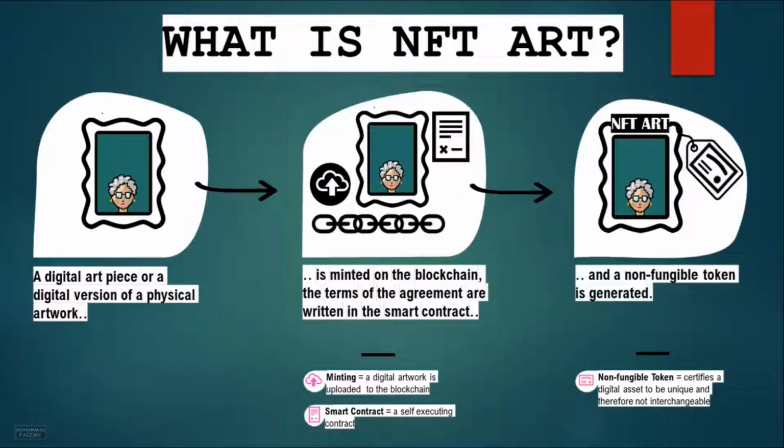After minting, our digital artwork is converted into NFT art, and a non-fungible token is generated. You can see here in the third image, after minting, our artwork is converted into NFT art. The non-fungible token certifies a digital asset to be unique and therefore not interchangeable. So I hope you got it.